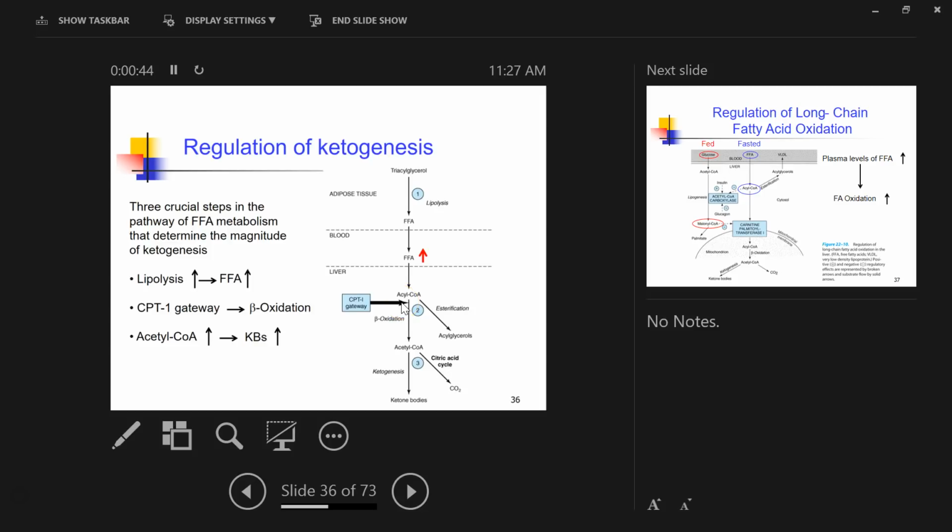that can control the transport of fatty acyl-CoA from cytosol into mitochondria for beta oxidation. And lastly, the acetyl-CoA levels also control the synthesis of ketone bodies, which makes sense. It's the acetyl-CoA substrate. So if we have more substrate, we should have more ketone bodies synthesized. So 3 critical steps can control ketogenesis. Again, fatty acid level in the circulation is the main driver, the main regulator.